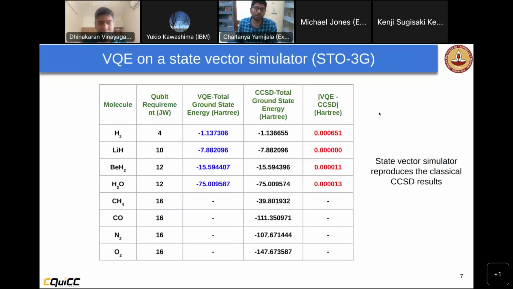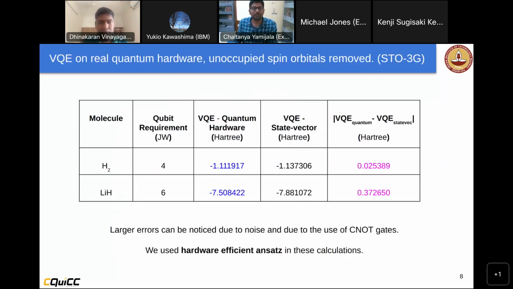Considering this VQE algorithm, we have computed ground state energies on a state vector using the variational quantum eigensolver, and these results match pretty well with the CCSD results. You can see the errors are on the order of milli-Hartree to micro-Hartree, which suggests these are very good results. But these are only on the state vector. When we went on to simulate the same kinds of molecules on real quantum hardware, we see that the errors are on the order of 0.1 Hartree or 0.01 Hartree, depending on the molecular size.